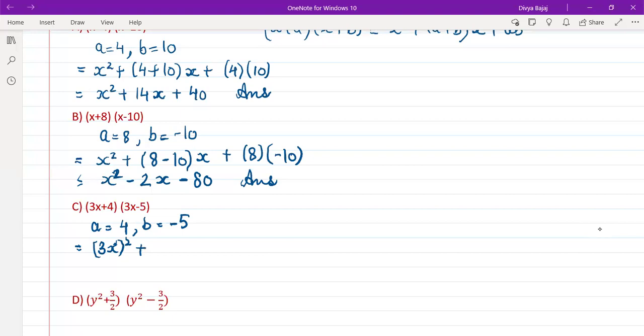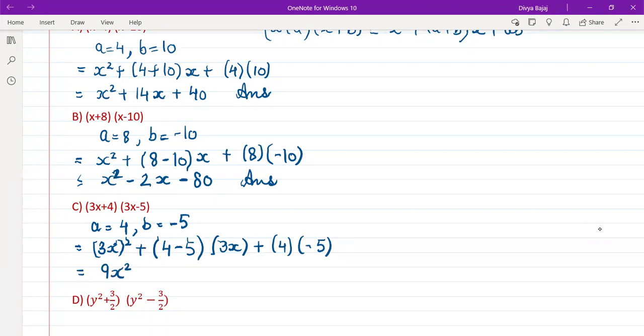Plus (a + b). What is my a? 4. And what is my b? Minus, so it will be minus 5. And what is my x term here? My x term is 3x. So this is 3x. Now, the product of both the constants, which are 4 and minus 5. Let's solve it further. (3x) whole squared will give us 9x squared.